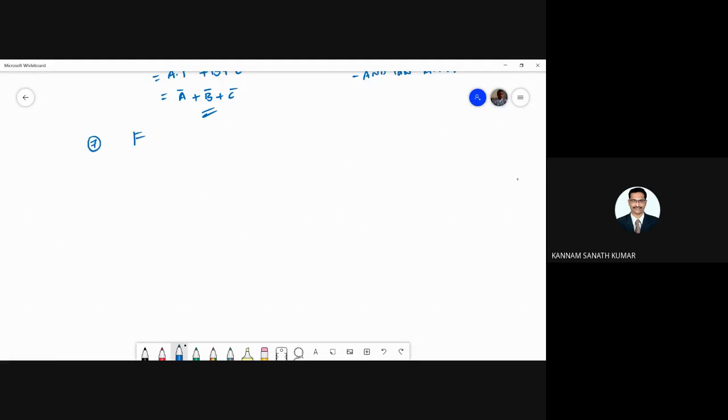Again, next one. F equal to A XOR B plus A XOR B bar. You know what A XOR B is? In the logic gates, I told you A bar B plus AB bar. A XNOR B is A bar B bar plus AB. So this expression you need to remember. Here the expression is given in terms of XOR, so now you have to convert the given expression into the specified logic expression.